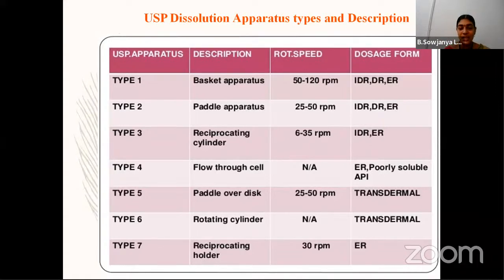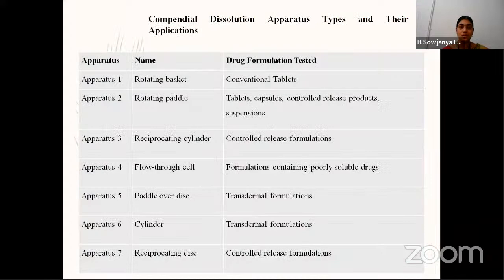Okay, and type 4 is flow through cell apparatus. The rotating speed is not applicable here. Both extended release and poorly soluble active pharmaceutical ingredients are studied with the help of this flow through cell apparatus. And paddle over the disc and rotating cylinder, the 5th and 6th type of apparatus, are completely for transdermal patches. Okay, and the 7th one has 30 RPM and is suitable for extended release type formulations. So these are the compendial dissolution apparatus types and their applications, as we said in the previous slide.